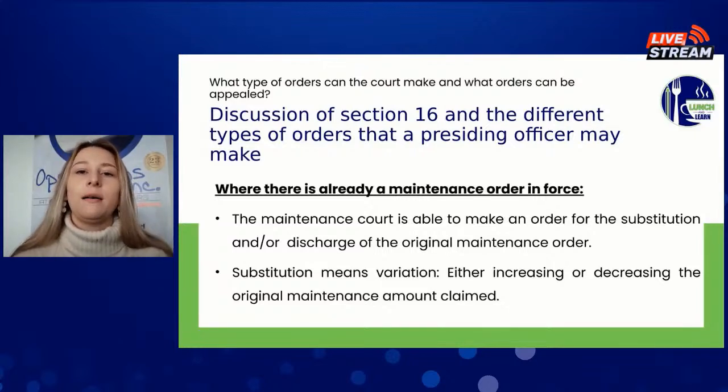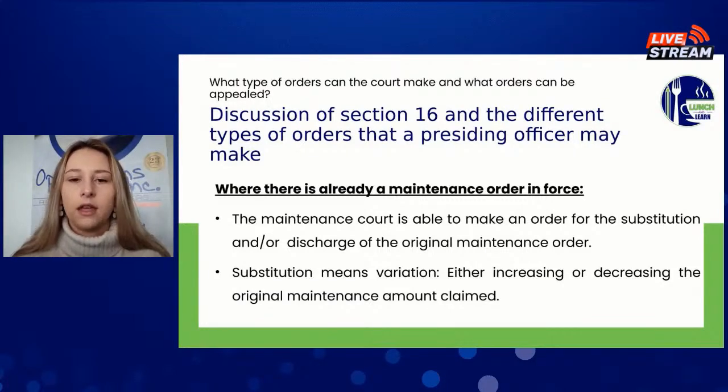Where there is already a maintenance order in force, what type of order can the maintenance court make? The maintenance court is able to make an order for the substitution and/or discharge of the original maintenance order. Substitution, as we have discussed, is also known as variation, so either increasing or decreasing the amount of maintenance. That is considered a substitution of the original court order.